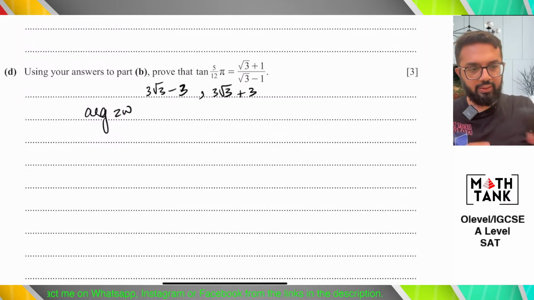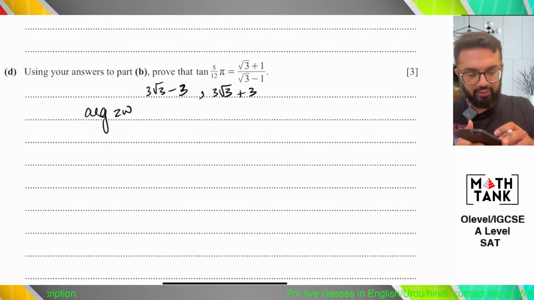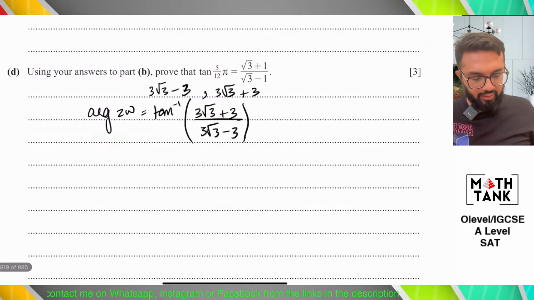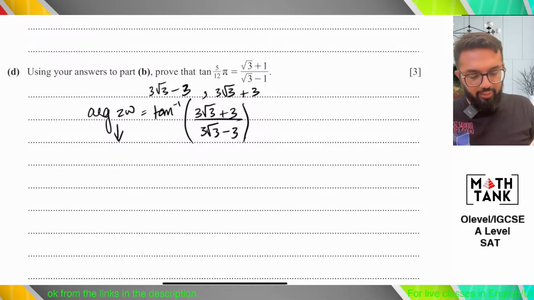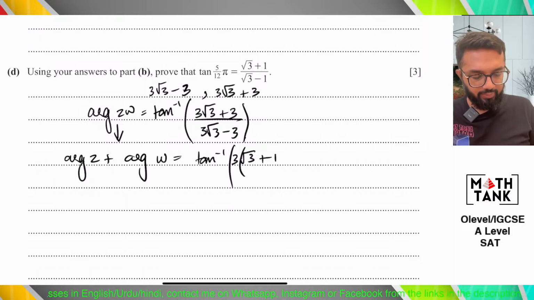Okay, 3 root 3 minus 3 is positive, and that is also positive, so it's in the first quadrant. So it's just tan inverse of 3 root 3 plus 3 over 3 root 3 minus 3. Okay, if I want to calculate according to the rules, it becomes argument of z plus argument of w. So tan inverse of root 3 plus 1 over root 3 minus 1.